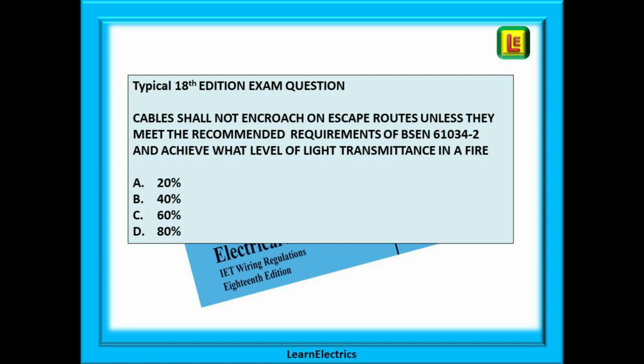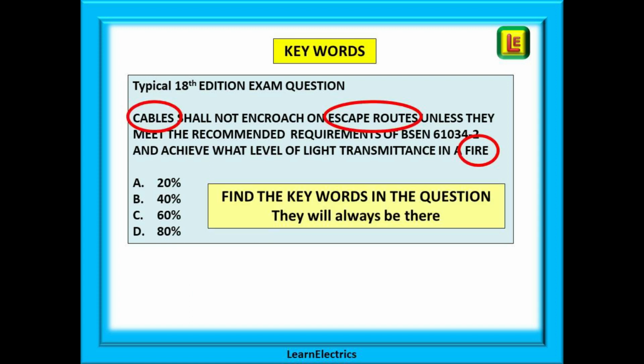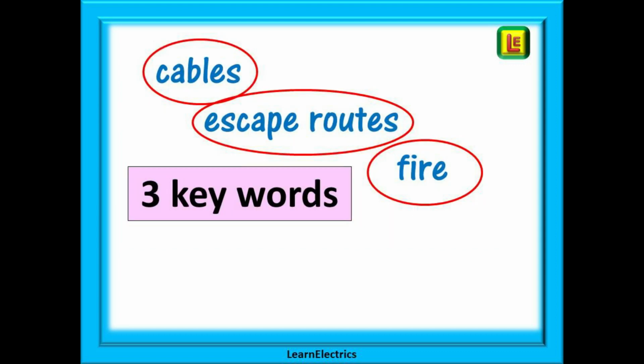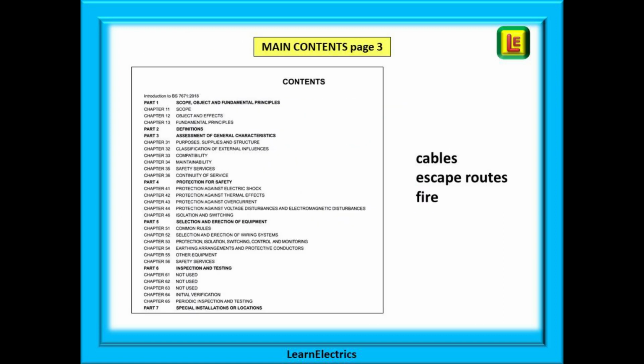Well, fortunately, the exam question will always give you enough clues to find the answer. Look at the question again. What are the key words in the question? It is a question about cables. It mentions escape routes. And it asks about light transmittance in a fire. We now have 3 keywords: cables, escape routes and fire. So let's take our 3 keywords and examine the main contents page of the regulations, page 3.